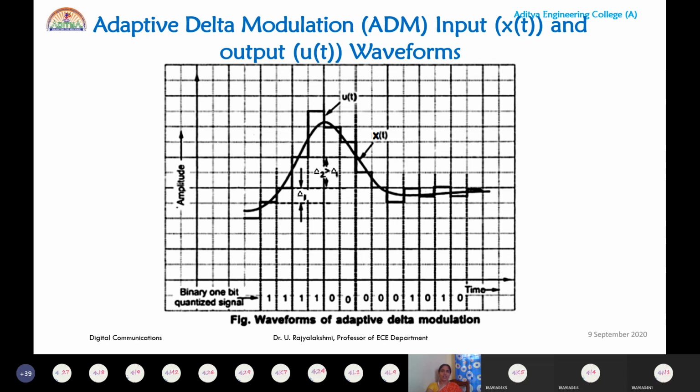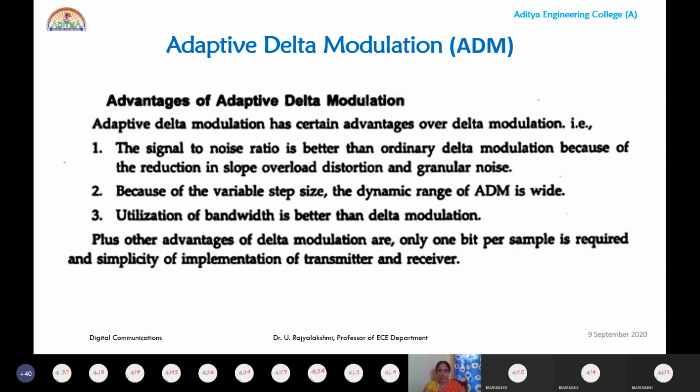Like that, we have introduced a logic in adaptive delta modulation so that we can reduce the slope overload distortion and the granular noise. By reducing the errors introduced, we can improve the SNR of linear delta modulation by making use of the ADM circuit, or adaptive delta modulation. Okay, let us move to the next slide.